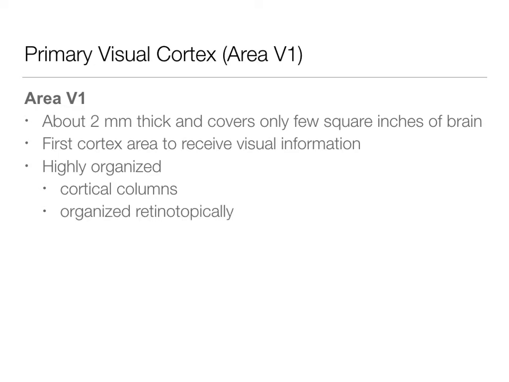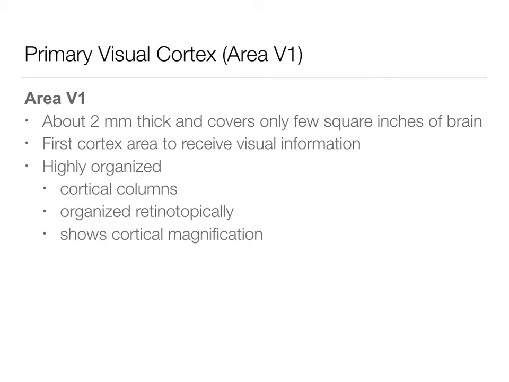It's also organized retinotopically, which we'll talk about in other slides, and we've talked about a little bit already. That's the idea that the organization in the retina transfers over to the organization in V1. So if receptive fields are next to each other in the retina, the areas of the brain that process those receptive fields are going to be next to each other in the cortex.